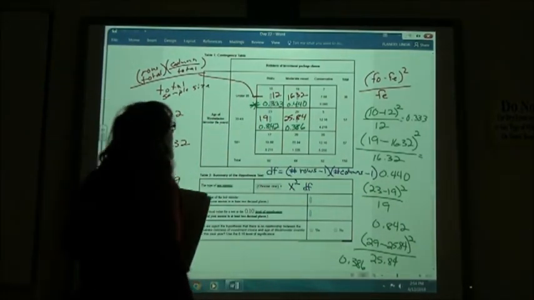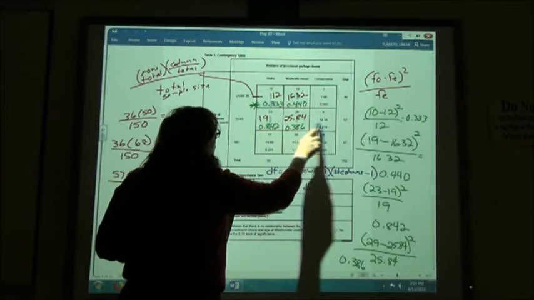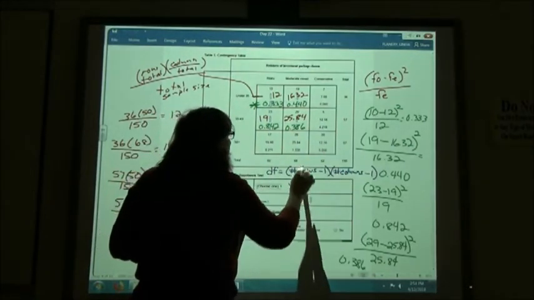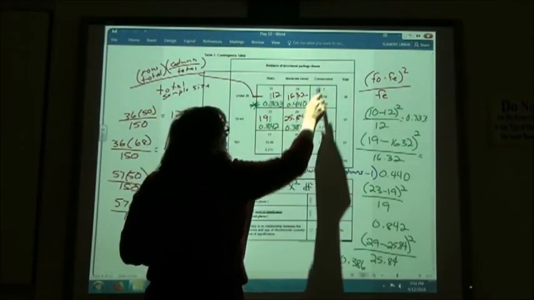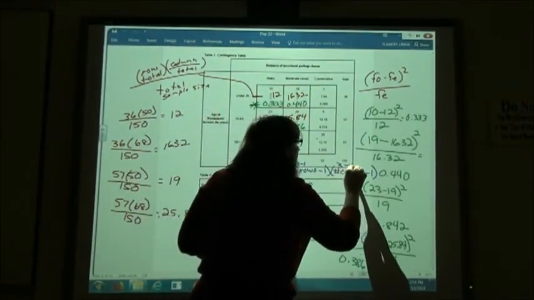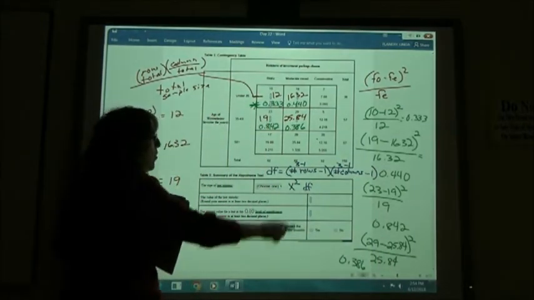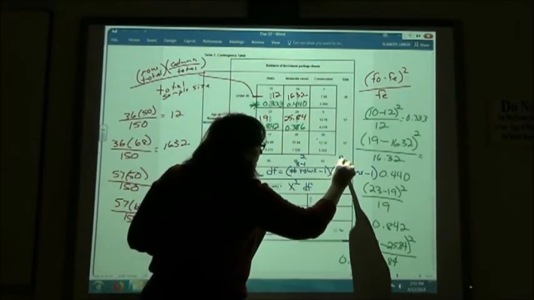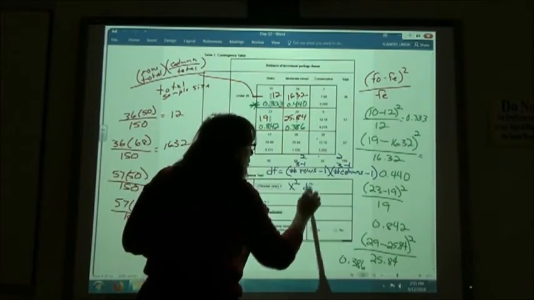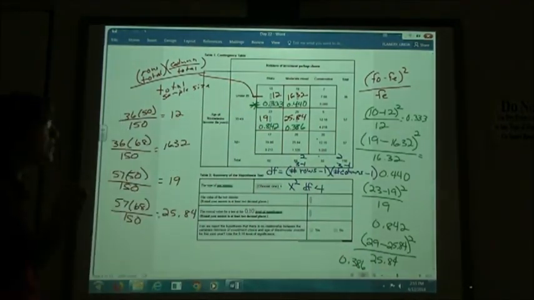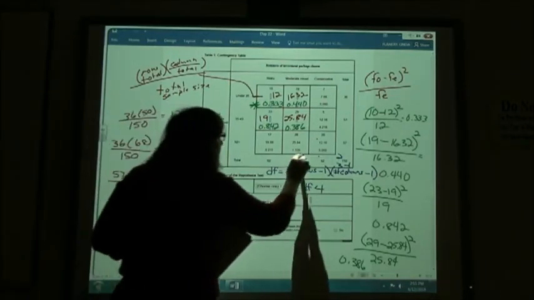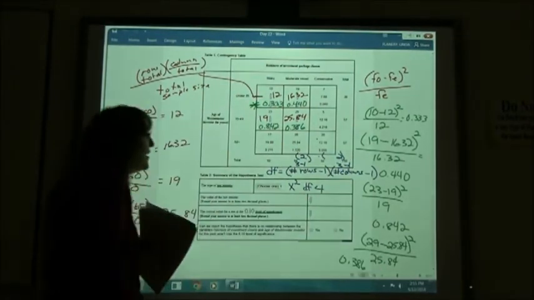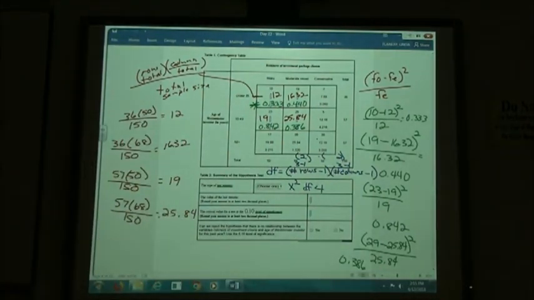So in this case, I would have 1, 2, 3 rows, so I'm going to have 3 minus 1 here. I have 1, 2, 3 columns, so I'm going to have 3 minus 1 there. Well, 3 minus 1 is 2, 3 minus 1 is 2, and 2 times 2 gives me 4 degrees of freedom, because I have to take that 2 times this 2. Number of rows minus 1 times the number of columns minus 1.